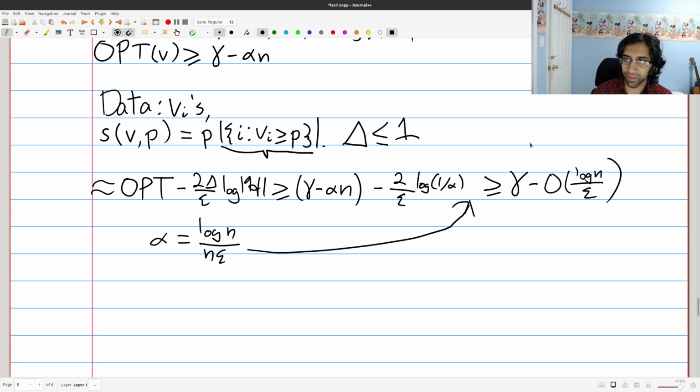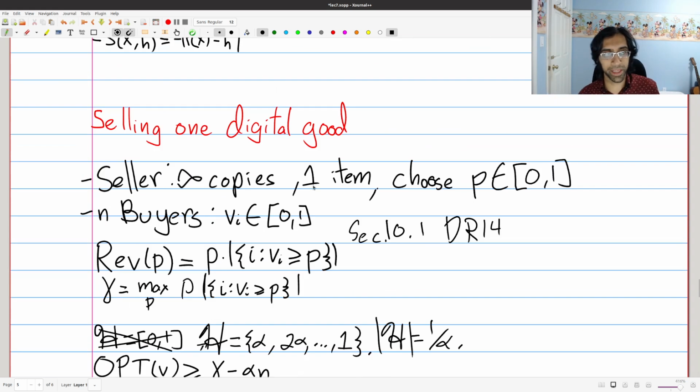Imagine n is very large, and you could get most of the people to pay a constant amount for it. Say n over 3 people would pay 0.1 for it. Then you can get something which is omega of n here, and this is a very much lower order term because it's just going to be logarithmic in n. So this gets you a very nice accuracy guarantee for this problem. Cool, so that's the formalization of selling one digital good that we talked about earlier.